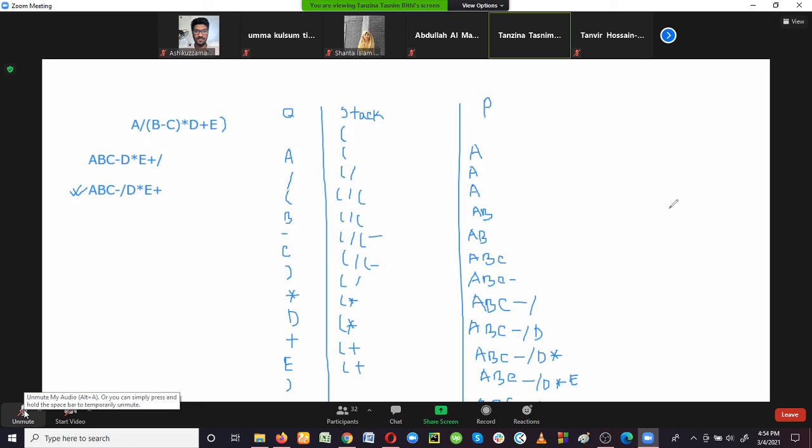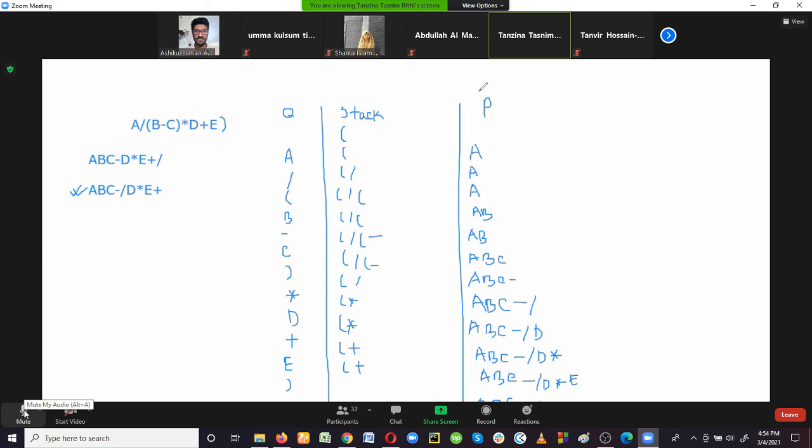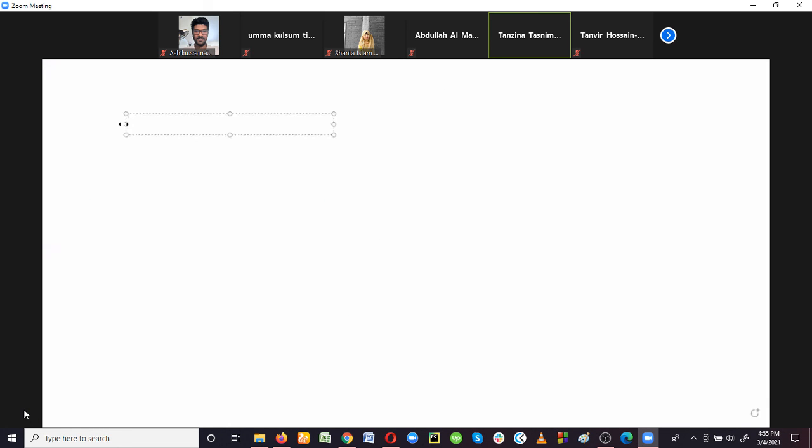Okay, so now can we do the opposite thing? That is, an expression is given in postfix notation, just convert it into infix. Can we do it? And here we have to transform the expression using a stack. So now convert a postfix expression into infix using a stack. So how can we do it? How many things do we need?